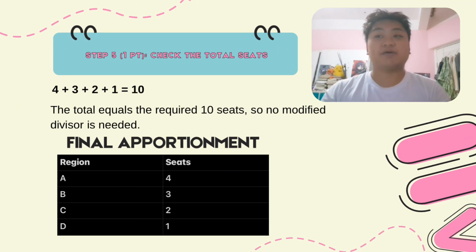For the next step, or the last step, check the total seats. Since we're checking the total seats, we have to add everything. 4 plus 3 plus 2 plus 1 equals 10. The total equals the required 10 seats, so no modified divisor is needed. So the final answer is region A has 4 seats, region B has 3, region C has 2, and lastly region D has only 1. For the next slide, the conclusion will be reported by Ragazza.